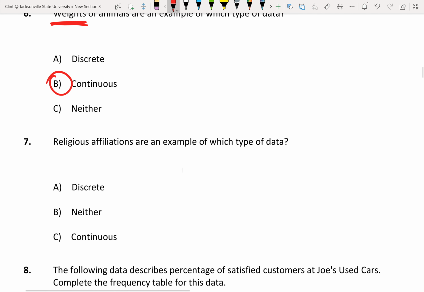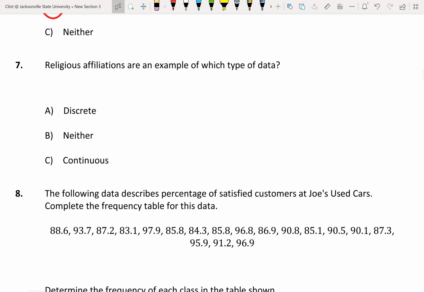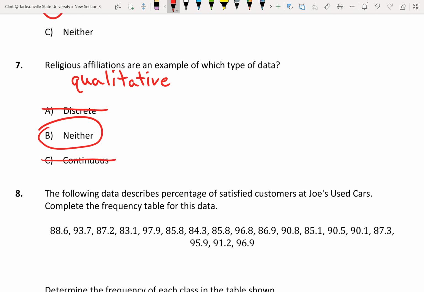Number 7, religious affiliations. First of all, would that be quantitative or qualitative? We're talking about things like your religious affiliation would be Christian, Muslim, Hindu, something like that, right? So those are labels. This would be qualitative data. Since it's qualitative, it's going to be neither one of these. It can't be discrete, it can't be continuous because it's qualitative. It's just a label.